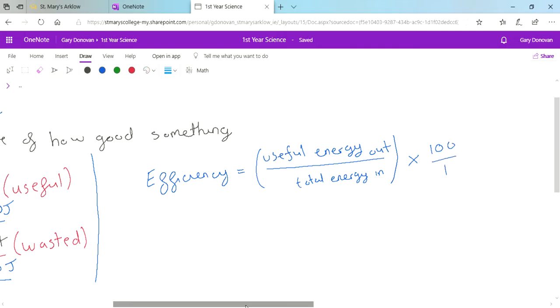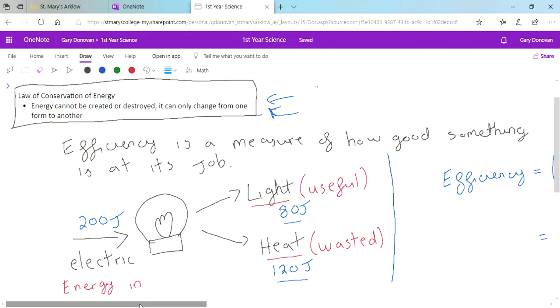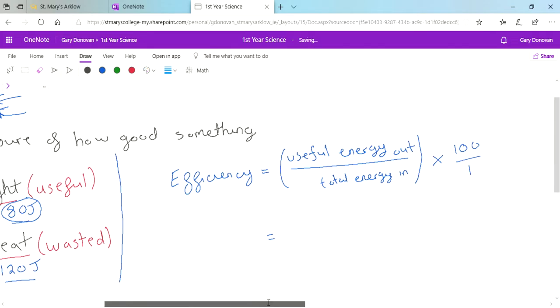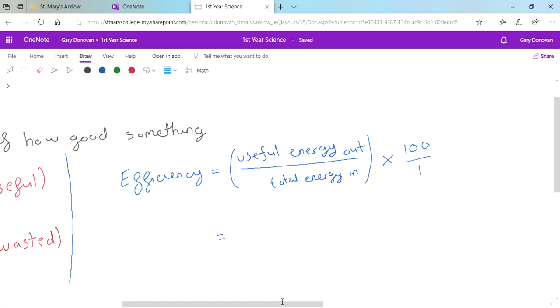So let's look at our example and calculate the efficiency. When we go back to our light bulb, the useful energy out, in this case, is going to be 80. And the total energy in would be 200. So we'll go back to our equation. Useful energy out, we said, was 80. Total energy in was 200. Multiplied by 100 over 1. And what does that give us? 40%. And the unit of efficiency, as I said, is percent.